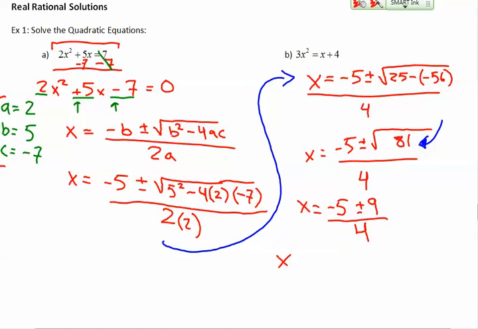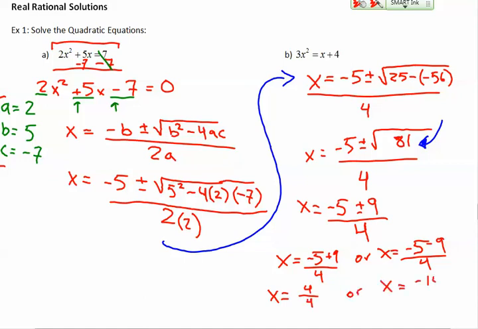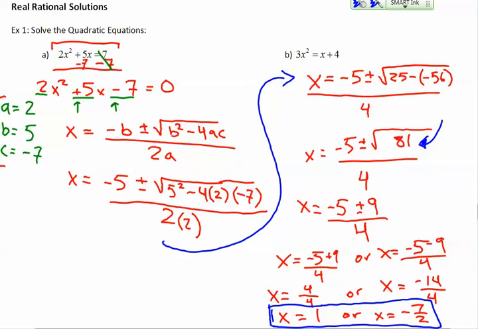So I get x equals negative 5 plus 9 over 4, or x equals negative 5 minus 9 over 4. This first one ends up being a positive 4 over 4. The second one ends up being a negative 14 over 4. And then I can just simplify those. x equals 1, or x equals negative 7 over 2. So these right there are my solutions. Meaning if I took those and substituted them in for x up here in the initial equation, they will make that equation true. And that's how you can double check to make sure they are the correct solution.